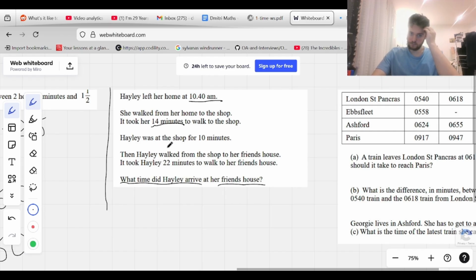at her friend's house. She was at the shop for 10 minutes, more important time, and then she walks from the shop to her friend's house. And it takes her 22 minutes, so we underline this, to walk to her friend's house.